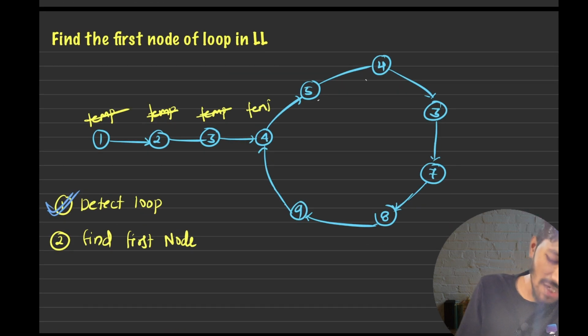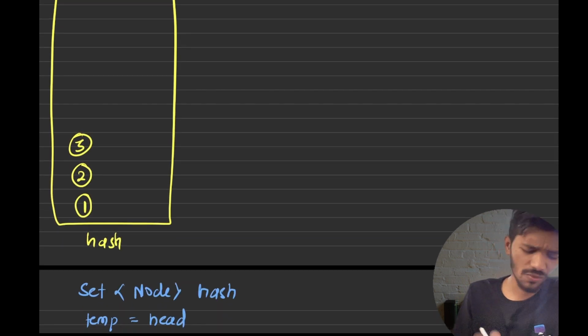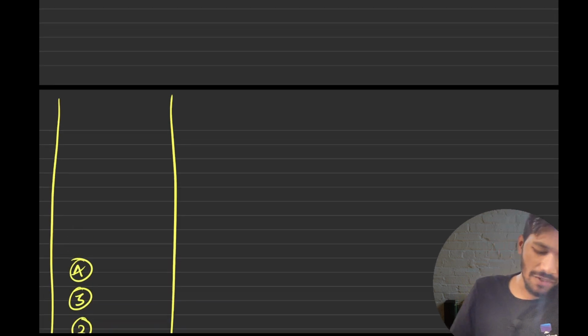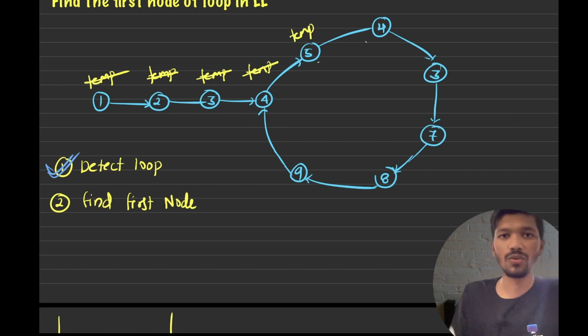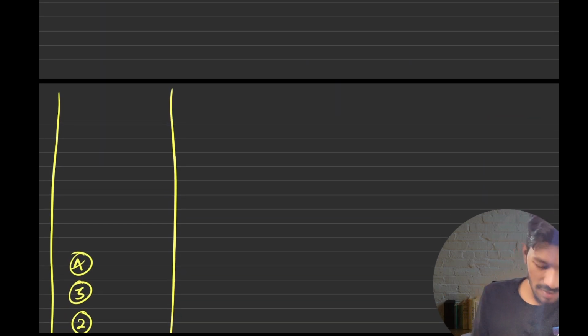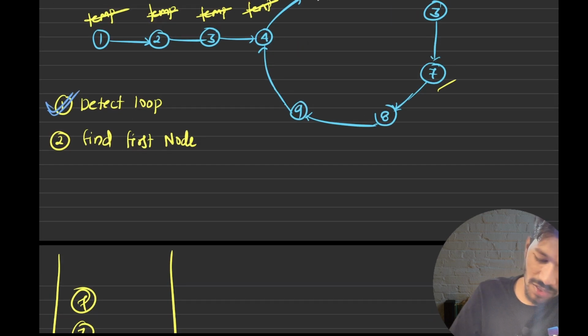Then I came at 4, have I visited 4? How can I come to know? Check in my hash, is there any 4? No. So simply put 4, which means I visited for the first time, and simply move ahead. So in this way I will put all the nodes of my linked list inside my hash, that is 5, 4, 3, 7, I got 5, I got 4, 3, 7, so I am done with this. Then I got 8 and 9, so I got 8, I got 9.